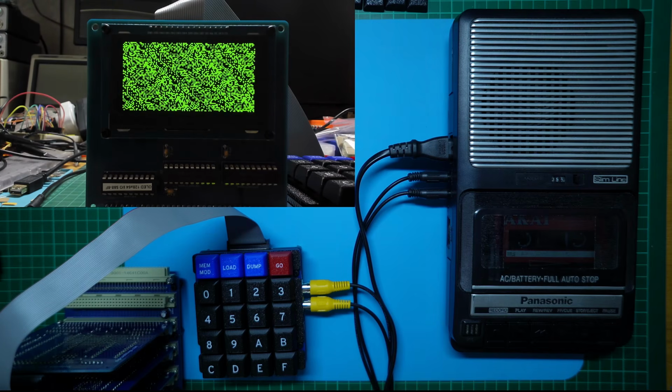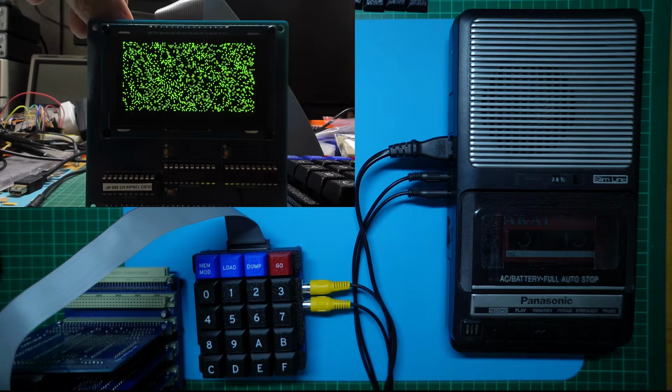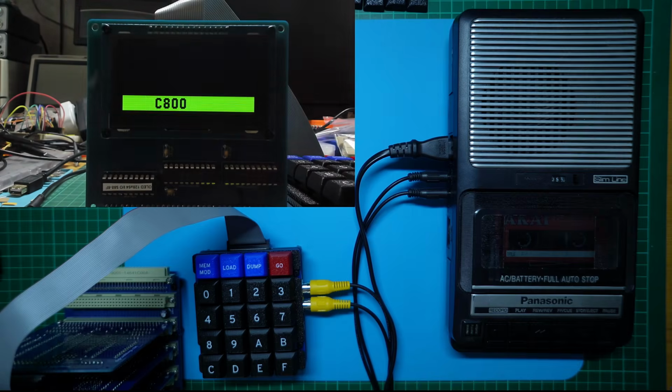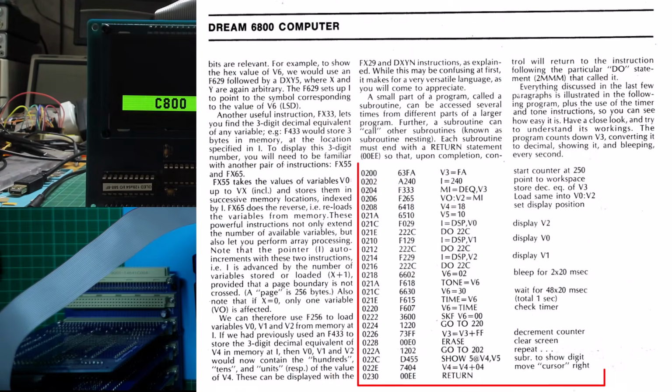We could of course choose to now save this to tape, but instead I'm going to enter a new program. So I'll go reset again. Now this program creates a countdown timer from 250. This featured in the 4th 1979 article on the Dream 6800. This is the original article. So let's get it all keyed in, starting from 0200.